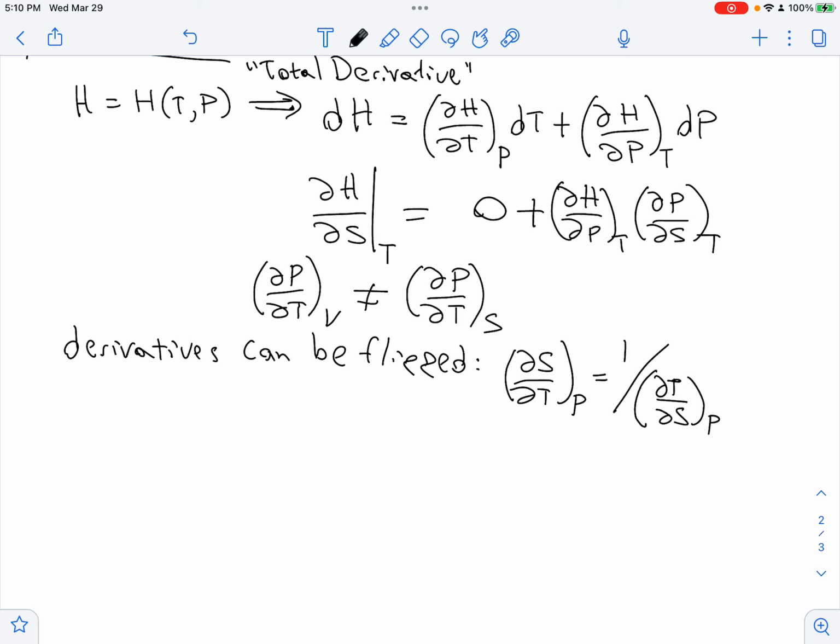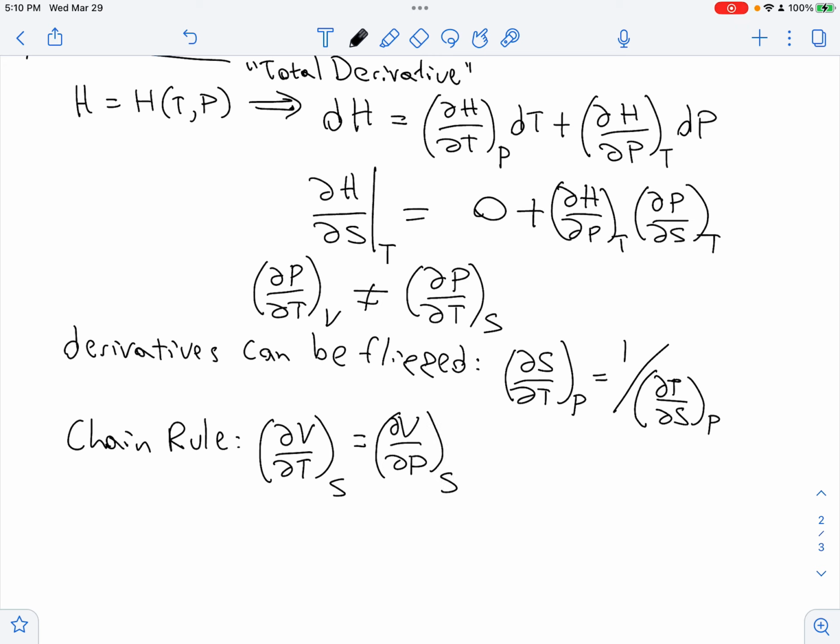And the chain rule applies. And this is actually the same as the chain rule you probably learned in calculus. As long as I'm consistent about what I'm holding constant, this, again, just an example, dv/dt at constant s can be written as dv/dp at constant s times dp/dt at constant s. Since I'm holding s consistently constant, then it's as if I can cross out the p and get dv/dt at constant s.